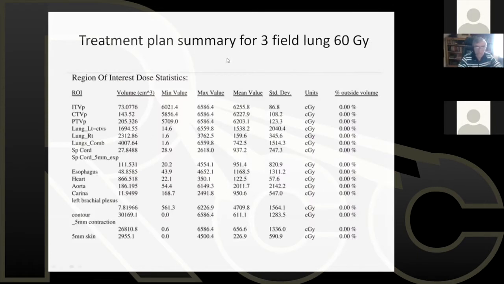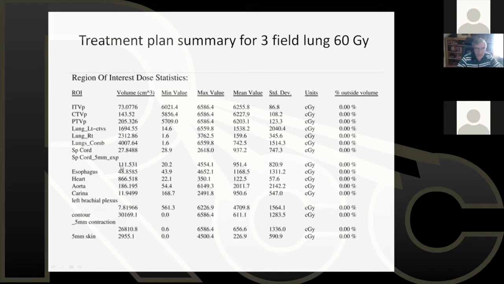The planning system without DVHs gives you the organs, the targets, the objectives, their volume that was contoured, minimum, maximum, mean, standard deviation, and units. So one thing I always look at is spinal cord right here. Spinal cord. The cord volume was 27.8 cc's. It had a minimum value of 28.9, and that's in centigrade. It had a maximum dose of 26.18, so very, very low dose to the spinal cord because our limit is always 45 gray. So that's good.